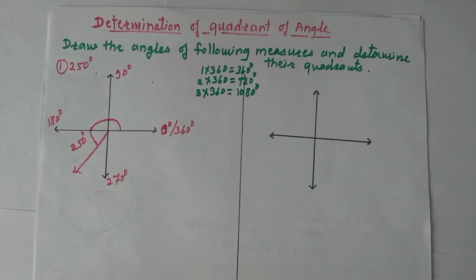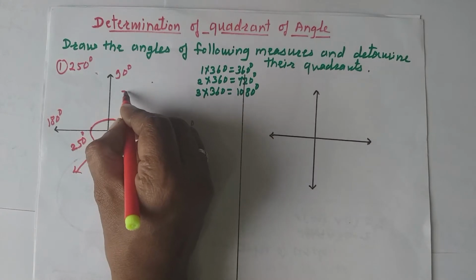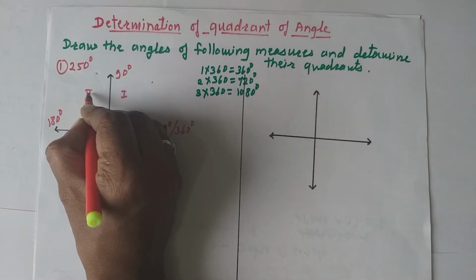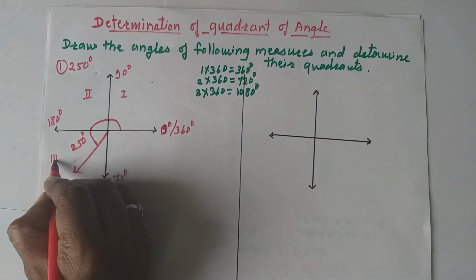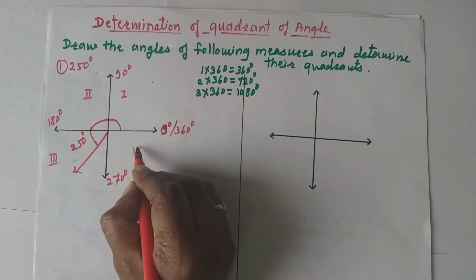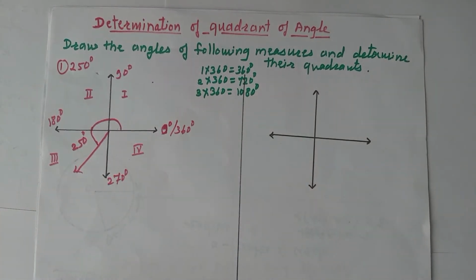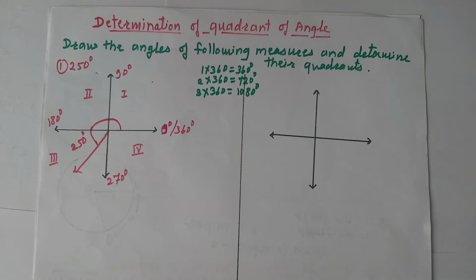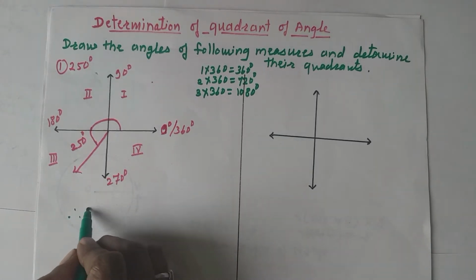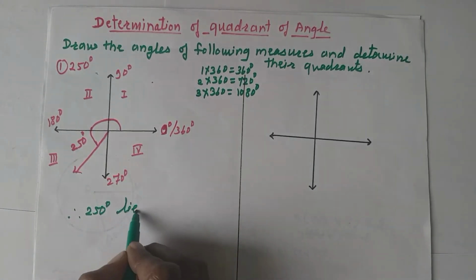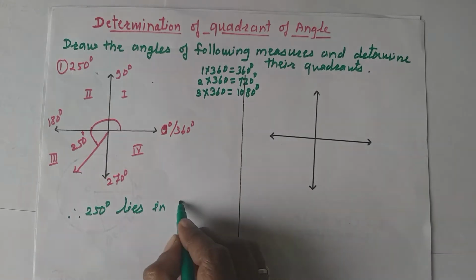And in which quadrant does this lie? You know that this is the first quadrant, this is the second quadrant, this is the third quadrant, and this is the fourth quadrant. In which quadrant does the angle lie? In the third quadrant. Therefore you write down, 250 degrees lies in the third quadrant.